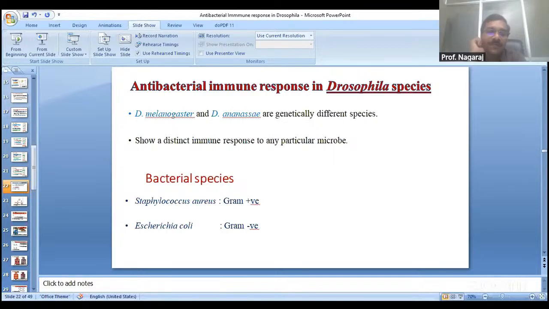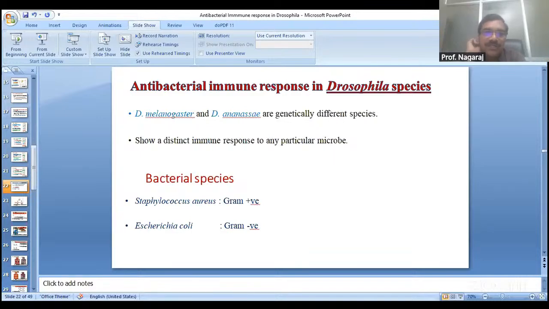So what we did was, we already knew how a fly shows the antibacterial immune response, and what AMPs are produced by the fly and other insects. We wanted to know, Drosophila melanogaster is a widely used species to study innate immunity. We wanted to look into how different Drosophila species with a different genetic background respond to or exhibit this immune response to different bacterial strains.